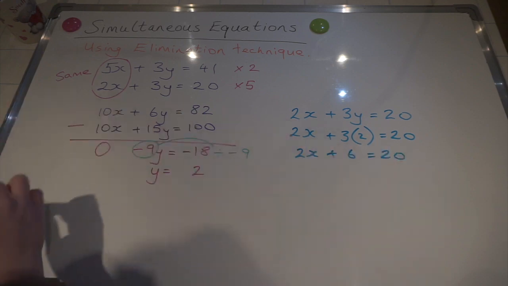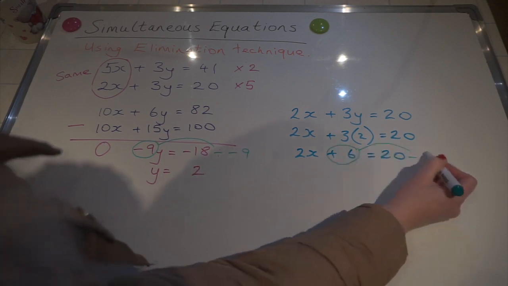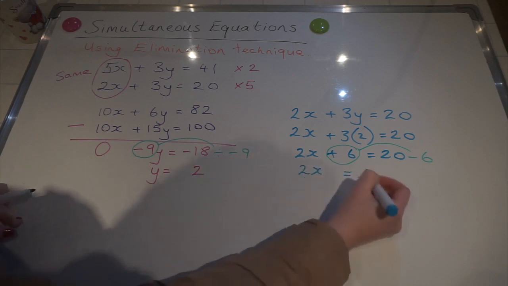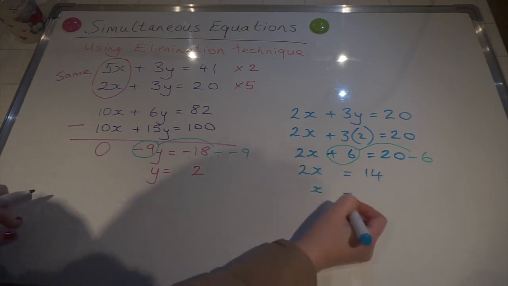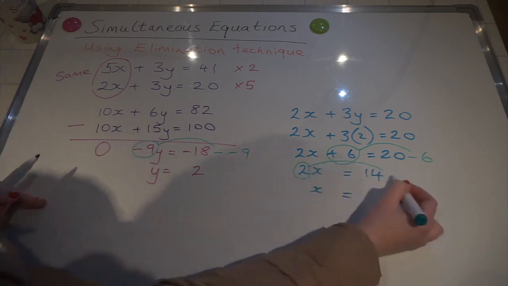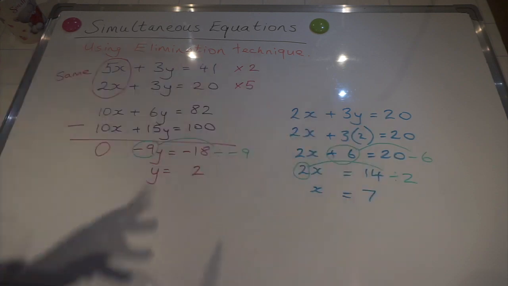That's going to give me 6 there: 3 2's are 6, so 2x plus 6 is equal to 20. And I have to solve this now for x. So again, change sides, change signs. Take that 6 over the other side, it becomes take away 6. So now 2x is equal to 14. I need x on its own. Take that 2 over the other side. 2 was a multiplier, it turns into a divider. And 14 divided by 2 gives me 7. That's your two answers now.